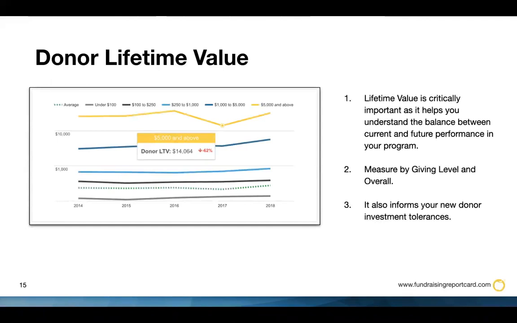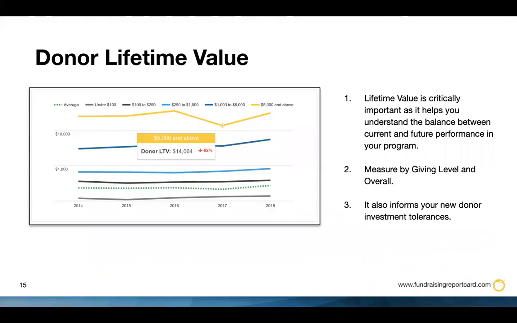Okay, on the left here you're going to see a fairly typical donor lifetime chart, and we've broken it down by giving levels. There's an overall donor lifetime value and a giving level lifetime value. Lifetime value measures how much people will give and how long they will give to your organization. How we calculate it: organizations send us their data, we upload it into their Fundraising Report Card, and we bucket people into these individual giving levels.